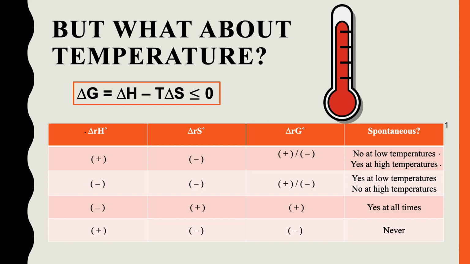If we have a negative enthalpy and a negative entropy, again, we have the same possibility, but just inverted from the first one. So it will be spontaneous at low temperatures, and it will not be at high temperatures. If we have a negative enthalpy and a positive entropy, then our reaction will be spontaneous at all temperatures, both low and high. And if we have a positive enthalpy and a negative entropy, then our reaction will be non-spontaneous at all times. So it will never be spontaneous no matter the temperature.